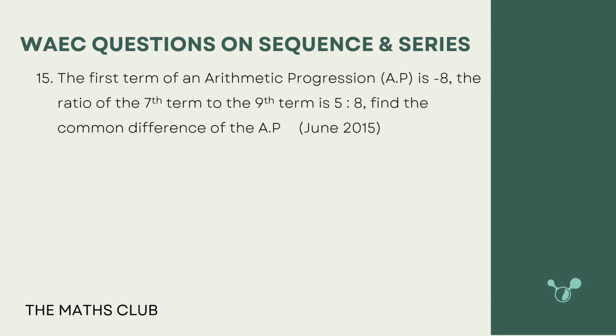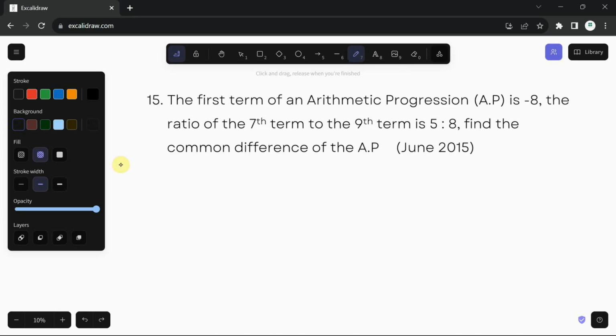Great. The next question says that the first term of an arithmetic progression is minus 8. The ratio of the seventh term to the ninth term is 5:8. Find the common difference of the AP. Let's solve this together. So what are we given? That's the most important thing. We're told that the first term, A, is equal to minus 8. We're told that the ratio of the seventh to the ninth term, T7 divided by T9, is equal to 5 divided by 8. Next we should find the common difference, which is D.